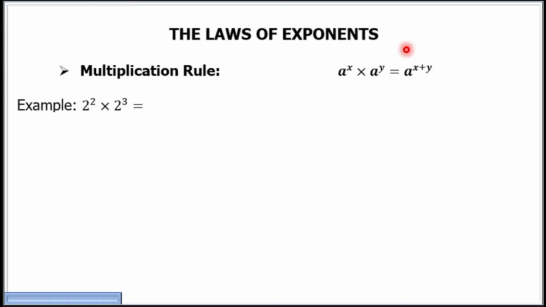Okay, for example, so you can understand. Number 1, we have 2 squared times 2 cubed. Notice that we have the same base, which is 2, and the exponents here are different.